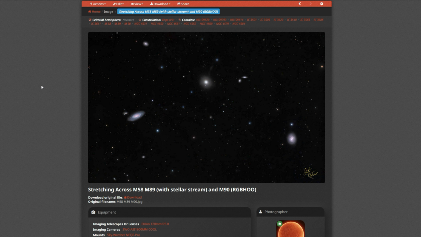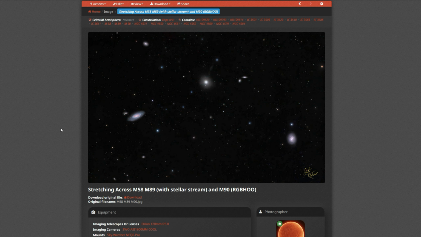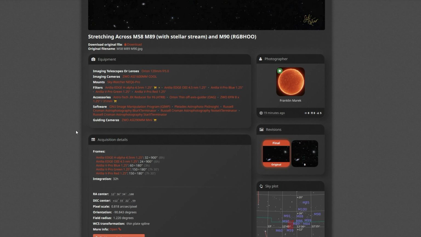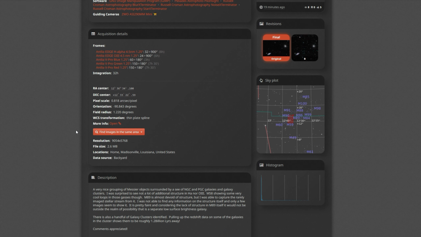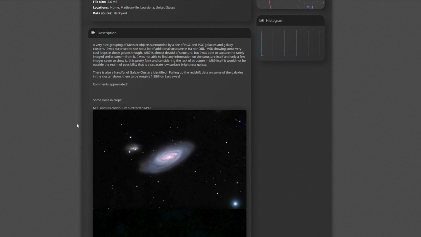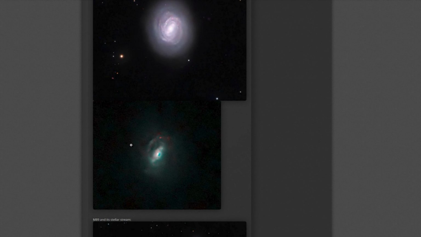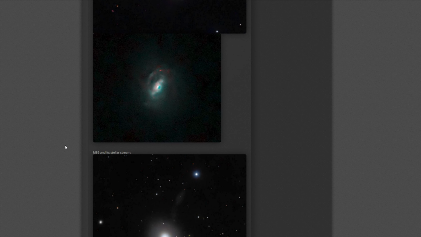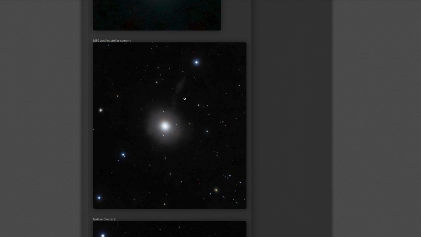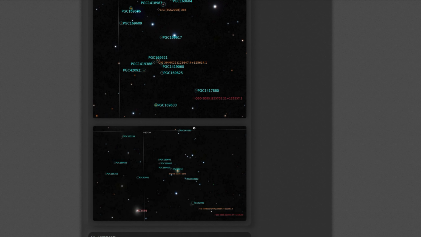I have updated Astrobin with my image of stretching across M58, M89, and M90. And I did include the annotated version for the mouse over. I have acquisition details, location in the sky, a write-up on some of those objects, including the galaxy clusters, and some close-in crops, including the narrowband subtracted data on M58 and M90. I have a close-in of M89 and its stellar stream, along with some of those galaxy clusters.